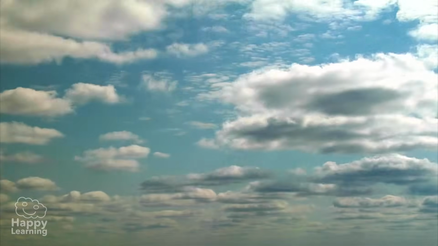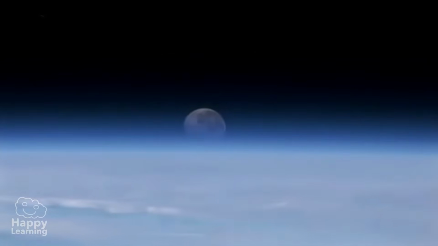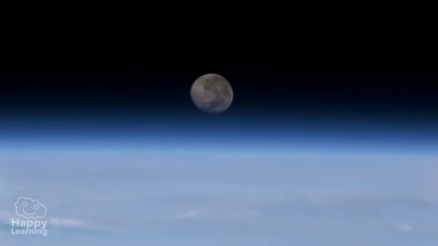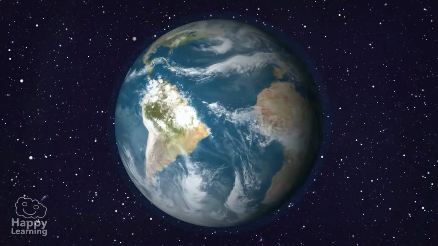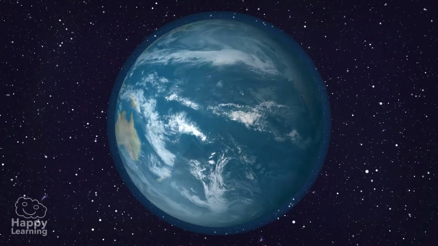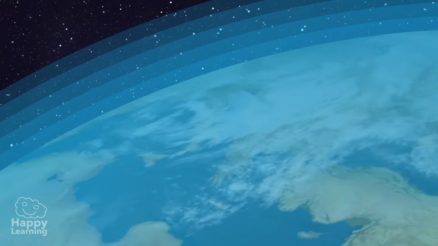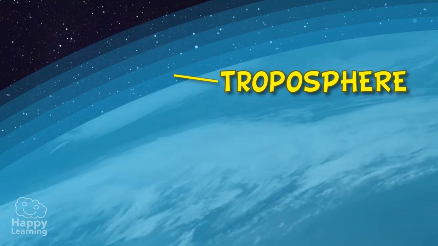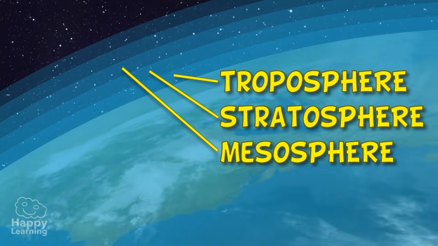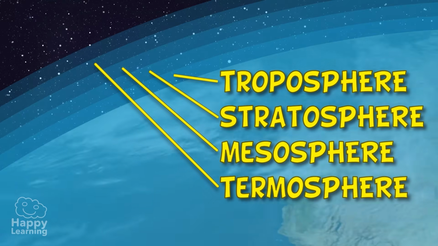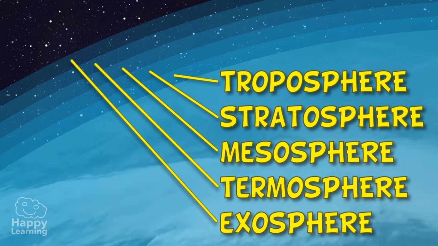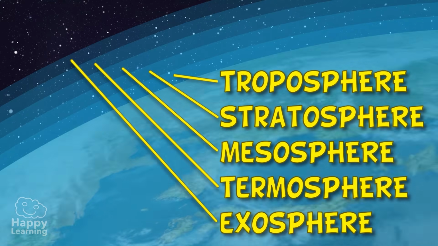The atmosphere isn't homogeneous. Instead, it changes its composition according to its height. It becomes less and less dense, with less and less air. Because of those differences, we divide the atmosphere into 5 layers called the troposphere, stratosphere, mesosphere, thermosphere, and exosphere. We're going to know more about each one of them.